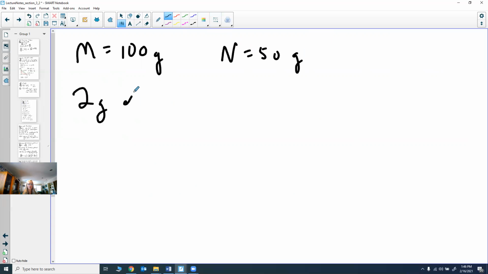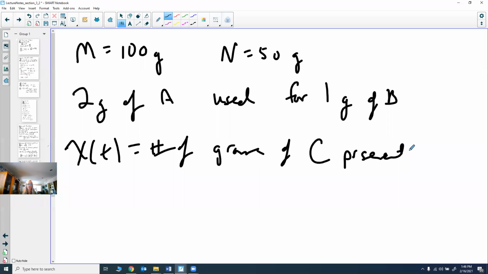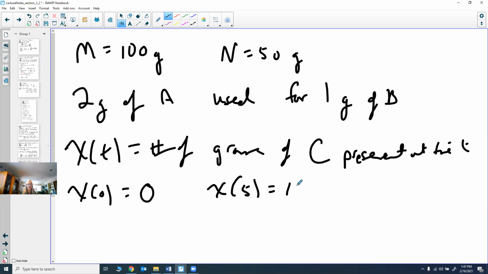And we're told that 2 grams of A are used for 1 gram of B. So for every gram of B, we use 2 grams of A. All right, so we have that information also. X of T, to give it a name, is the number of grams of C present at time T. Obviously at the start, you have nothing of C. We also happen to know that after 5 minutes, there's 10 grams of C. We're told that in the problem.